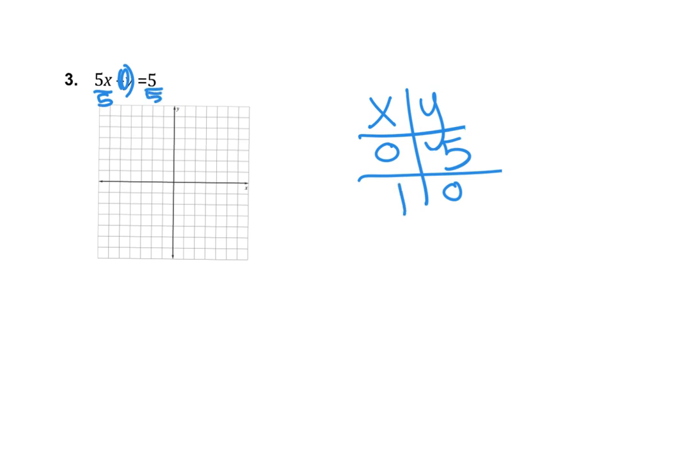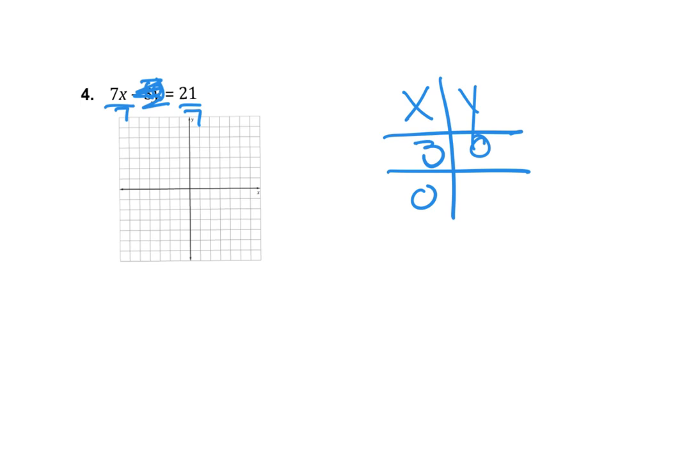So we have 0, -5 that we have to plot. 0, 1, 2, 3, 4, 5. So I walked 0, but went down 5. For my next one, I'm walking over 1, but going up or down 0. So then we have our line again.